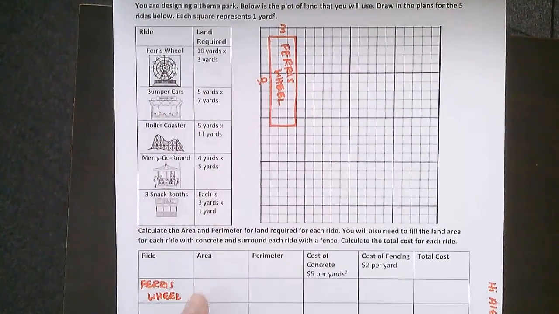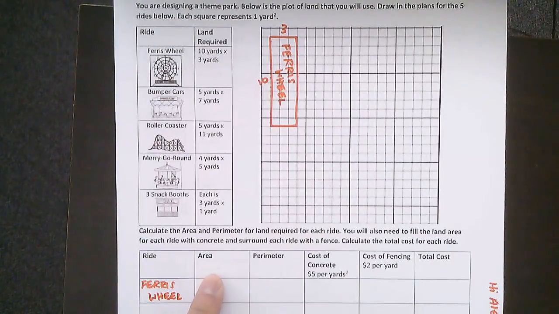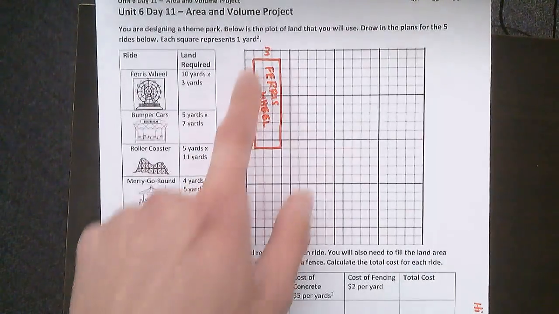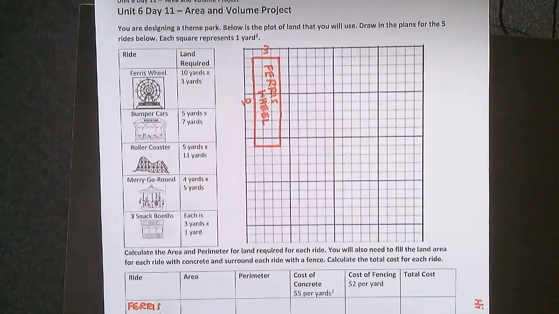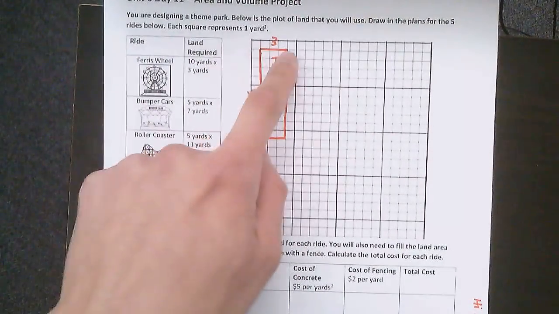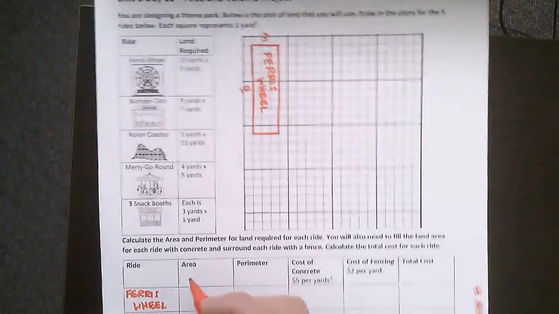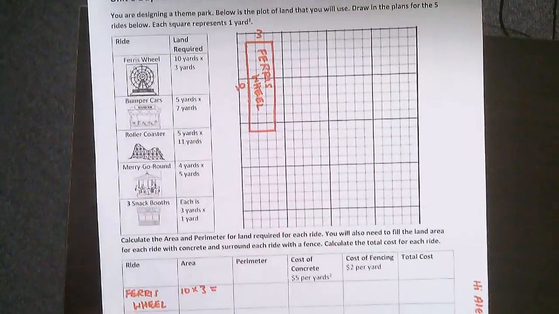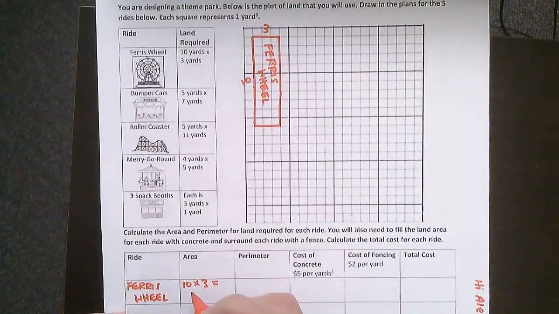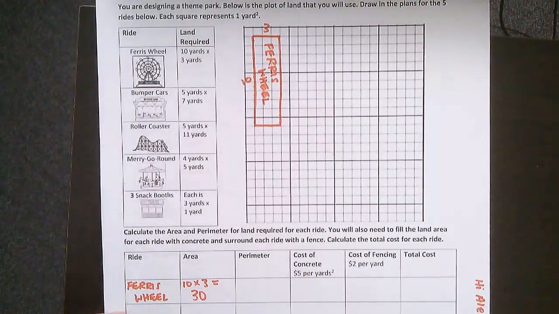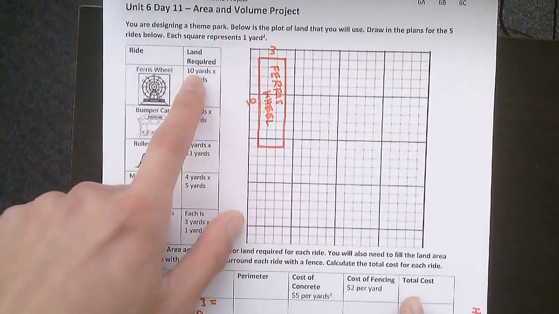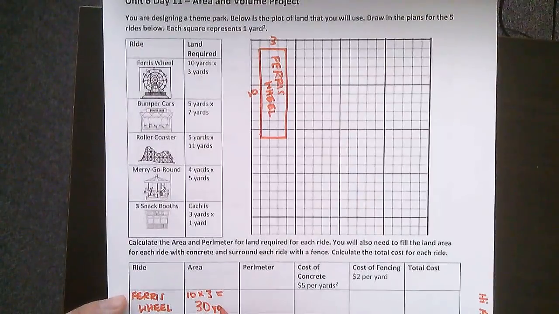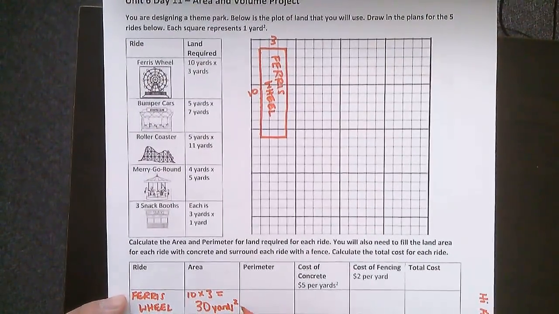Okay, now we have to calculate the area of the land we need for this Ferris wheel. Well, it's a rectangle. That is 10 by 3. So all I have to do is multiply the length times the width. So my area is 10 times 3, which equals 30. So 30 is my area. And my units, so it was 10 yards by 3 yards. So it's 30 yards squared, or square yards.